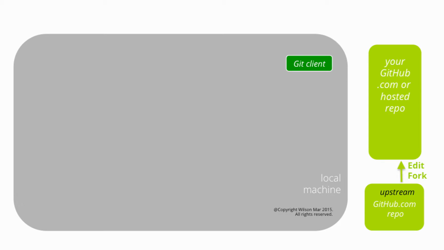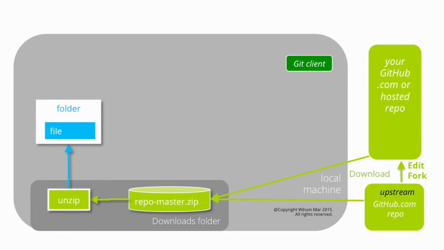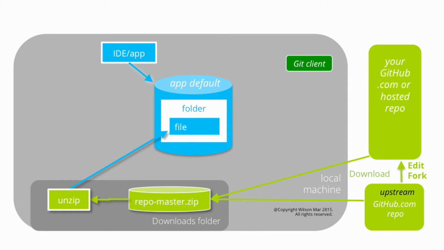If we want a copy of a repo on our local machine and don't want the history of changes, we can click Download Zip for the zip file to be downloaded. After we unzip a new folder, its files are accessible by a Mac Finder or Windows File Explorer, as well as IDEs and custom apps to directly access. Pro tip: apps usually have their own default folder, so they have a consistent place to look for assets. So some unzip directly into that default folder.